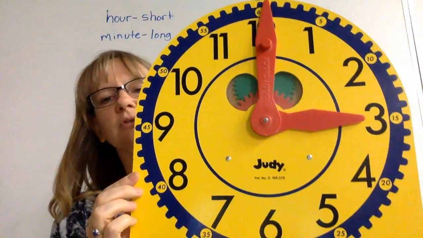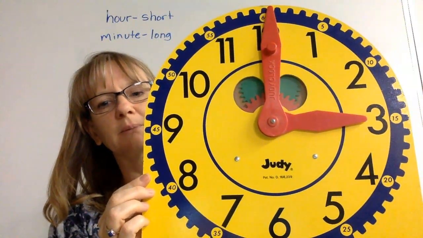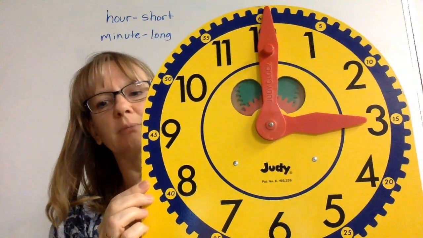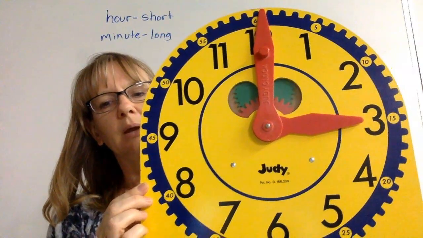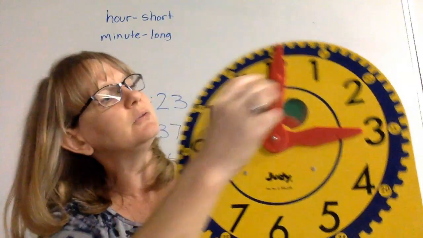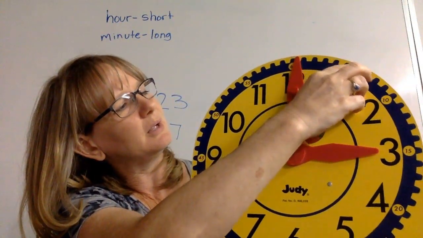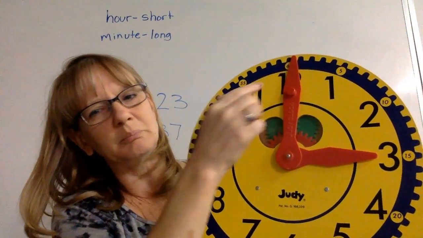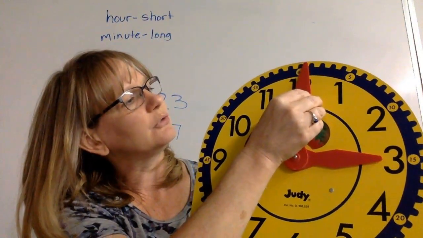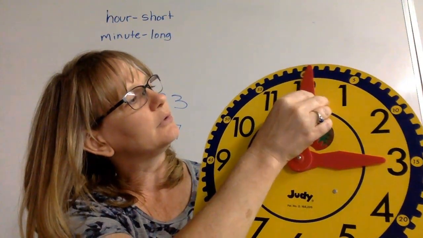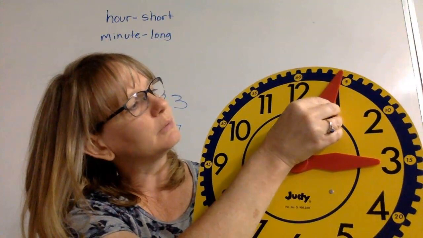But what I want to point out today is that not every time is exactly on a number. And so you can't always just count by fives. Sometimes you have to add on some ones too. So each of these little blue knobs, you can count for a minute. So it's 3 o'clock right now. This is 3:01, 3:02, 3:03, 3:04.